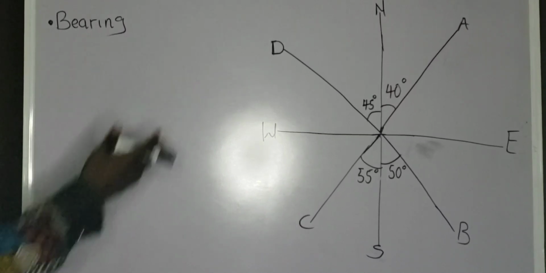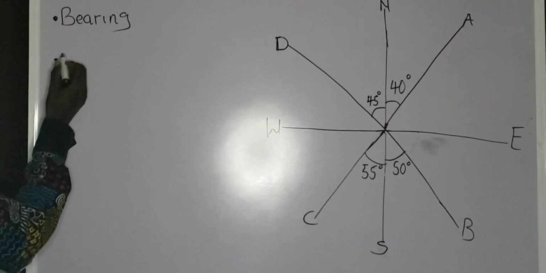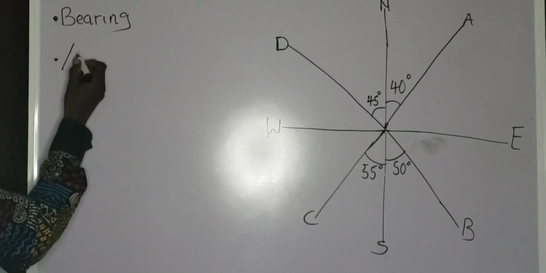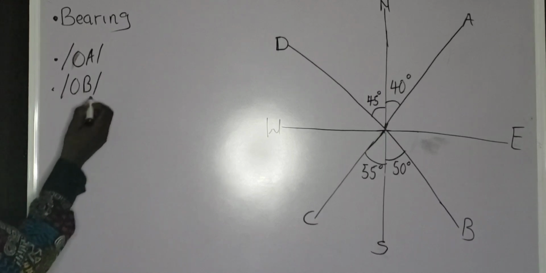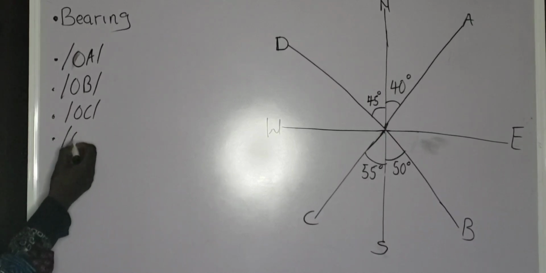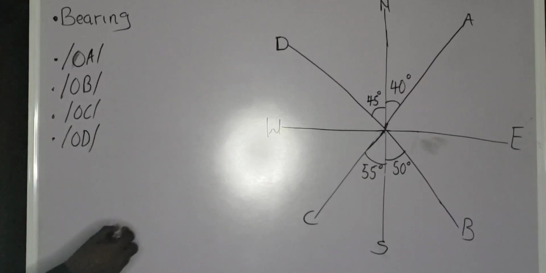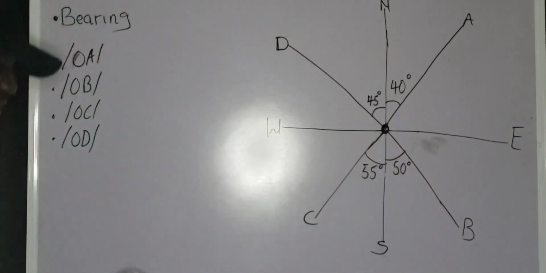Let's say we have this diagram and we are told to calculate the bearing of line OA, bearing of line OB, bearing of line OC, and bearing of line OD. Don't forget that O is the center. Are you getting it? This is O. Okay. Now let us proceed.